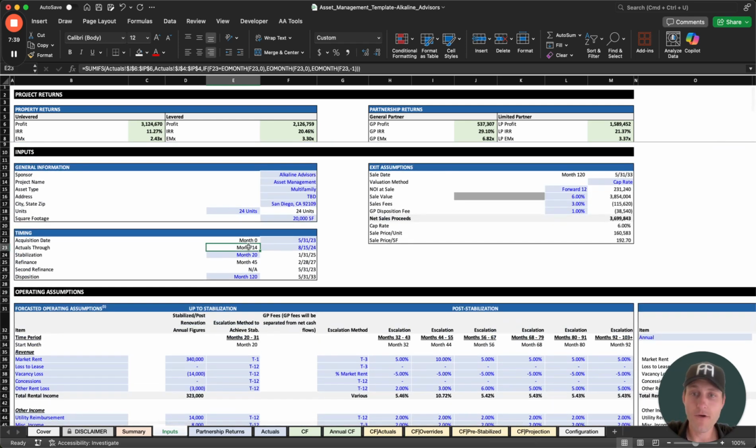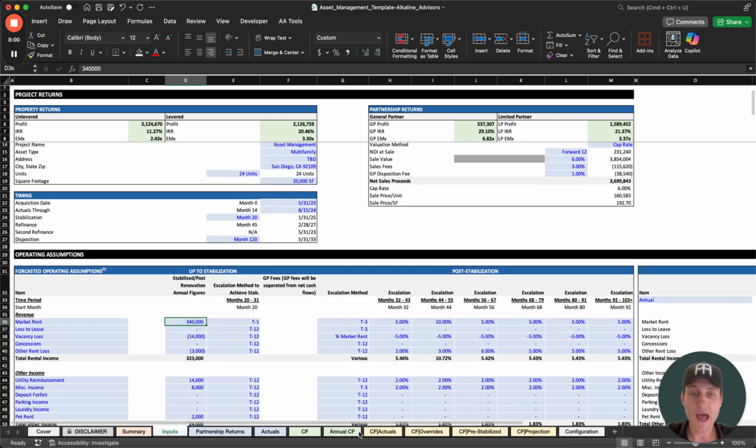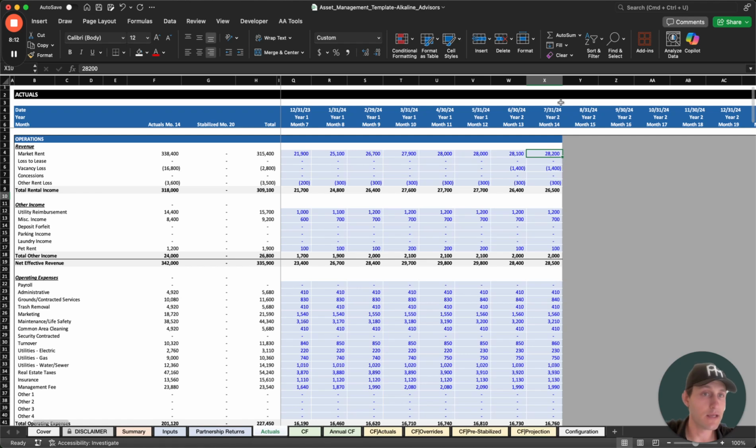So what we're doing from month X at the last date of actuals, so month 14 in this scenario, through month 20, is we're trending the actuals to stabilization. And we're doing that calculation-wise on this cash flow pre-stabilized snapshot. So in essence, to be as accurate as possible, we're saying the market rent at stabilization is going to be $340,000. Currently, in month 14, it's at $28,200.